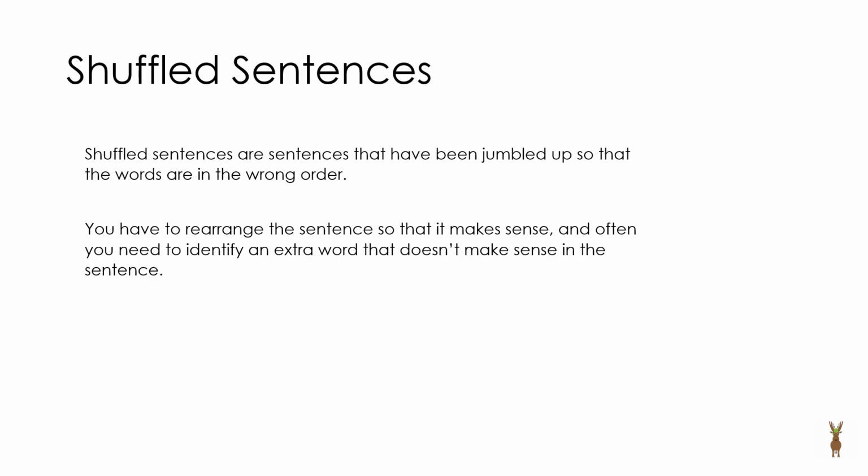What are shuffled sentences? Shuffled sentences are sentences that have been jumbled up so that the words are in the wrong order. You have to rearrange the sentence so that it makes sense, and often you need to identify an extra word that doesn't make sense in the sentence. I'm going to talk through some methods to help you identify the extra word.